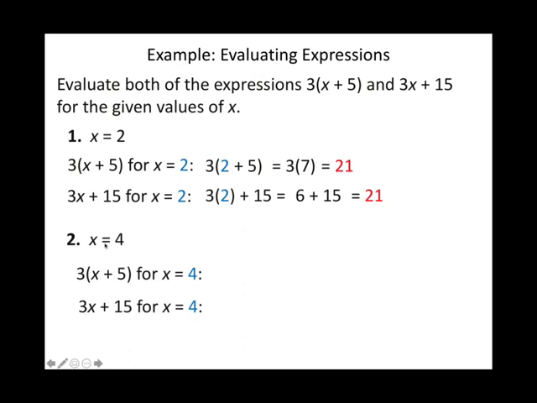Now, try this guy. When x equal to 4, take care of the parentheses here. So 4 plus 5, which is going to be equal to 9. 9 times 3 equal to 27. This one, when you plug in x equal to 4 here, multiply it first. 3 times 4 equal to 12. 12 plus 15, that will be 27 also. This is proof of our distributive law. When you distribute the 3 here, it means 3x plus 15. These two are equal to each other.